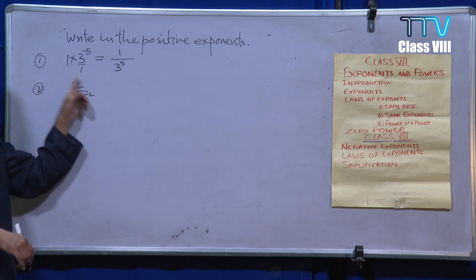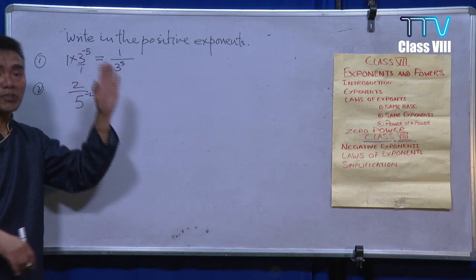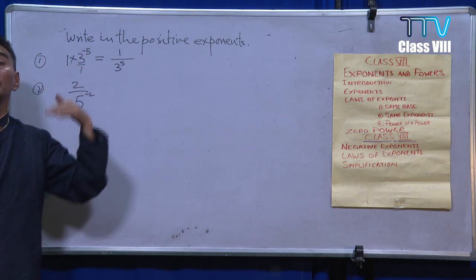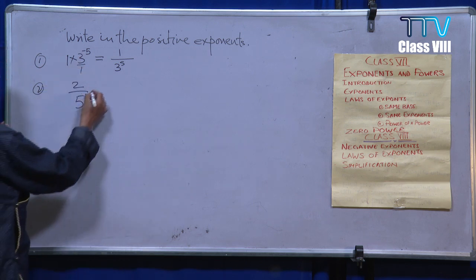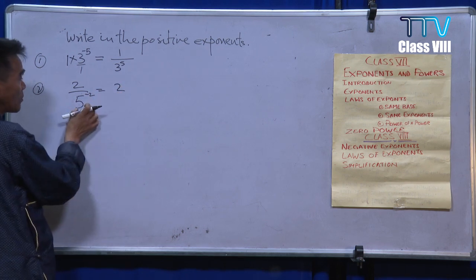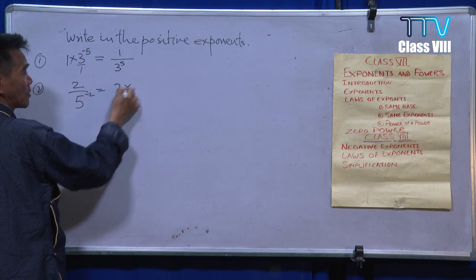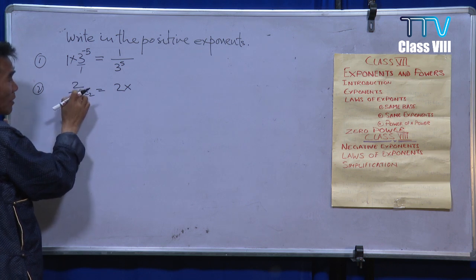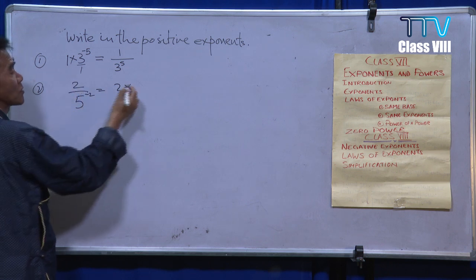Division is the opposite of multiplication. 5 raised to power negative 2 becomes 5 raised to power 2.